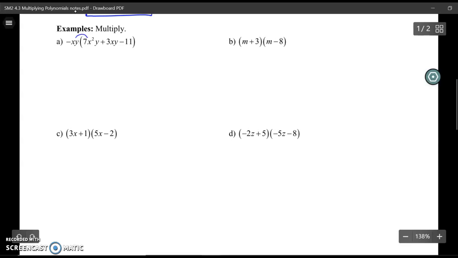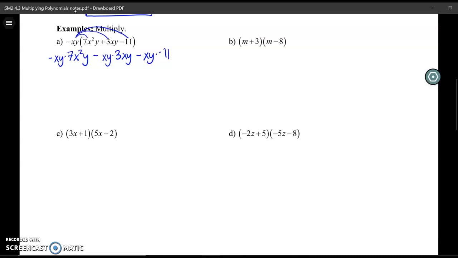So I'm going to take this negative xy and I'm going to distribute it in to each piece of the polynomial inside the parentheses. So I'm going to get negative xy times 7x squared y minus, and that minus comes because I have a negative xy right here, so minus xy times 3xy. Then I have a minus xy times a negative 11. Okay, so let's just go through now and just start simplifying each of my terms.